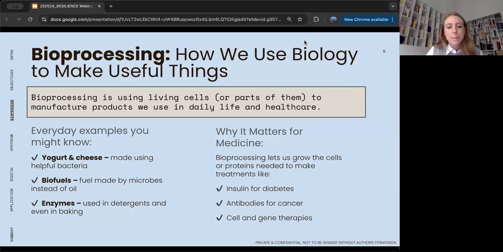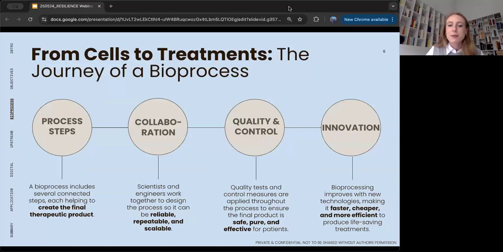So bioprocessing is a powerful way biology is harnessed to create products that improve our health and daily lives. Now that we understand what bioprocessing is and why it's so important, let's take a closer look at the key elements that make up a bioprocess. We're going from left to right, so starting with the process steps themselves. Bioprocessing isn't a single step, but rather a series of connected steps that transform living cells into a final therapeutic product. This process includes preparing the cells, growing them under carefully controlled conditions, harvesting the desired product, and then purifying and formulating it into the final treatment.